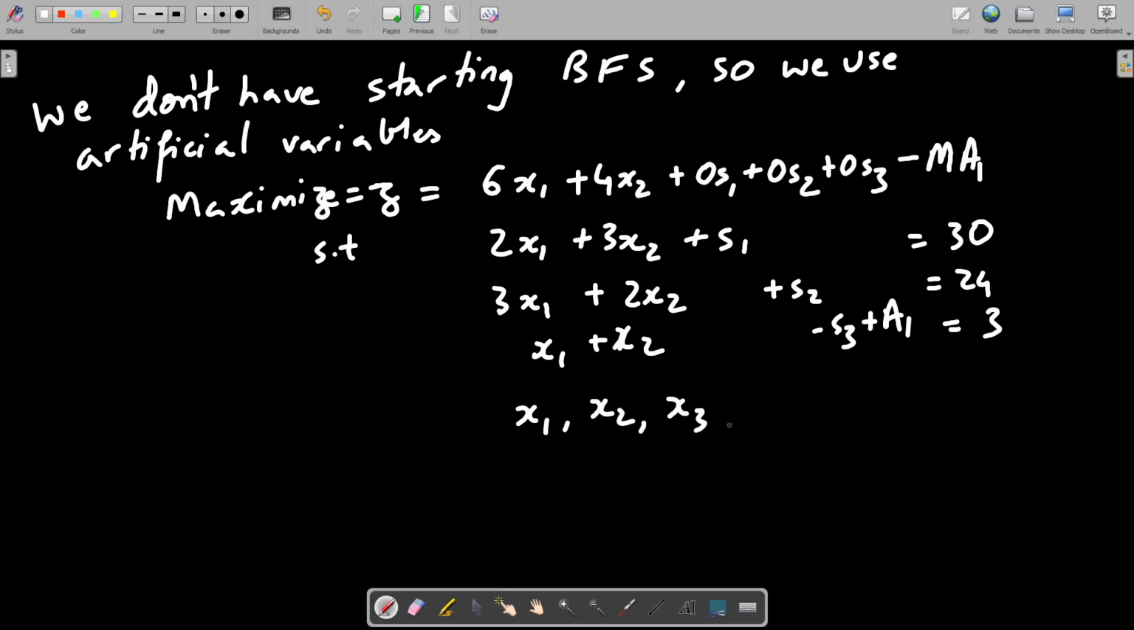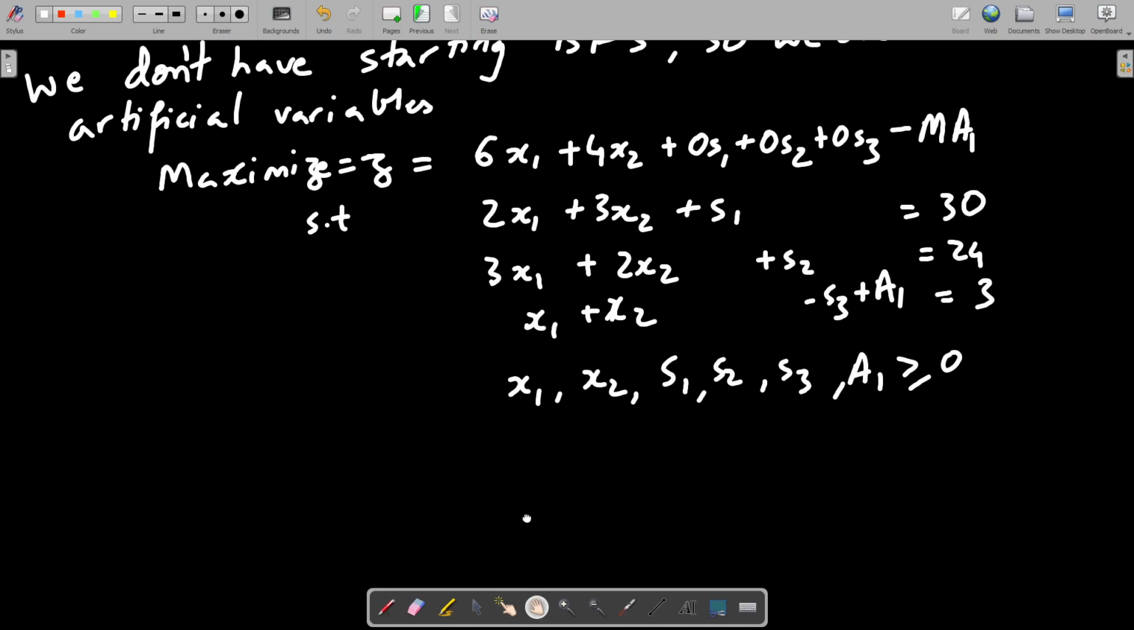x2, x3, no, this is my x3, s1, s2, s3 and a1. All these quantities are greater than or equal to 0. Okay, so now let us write the first table.